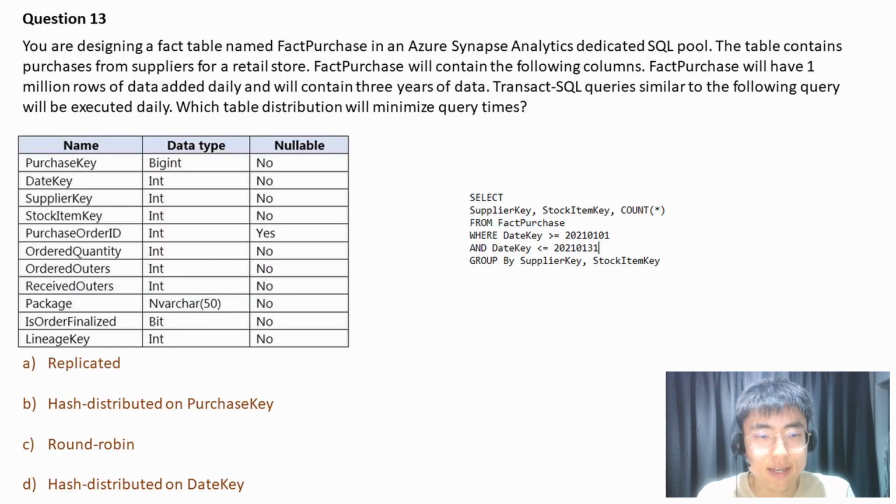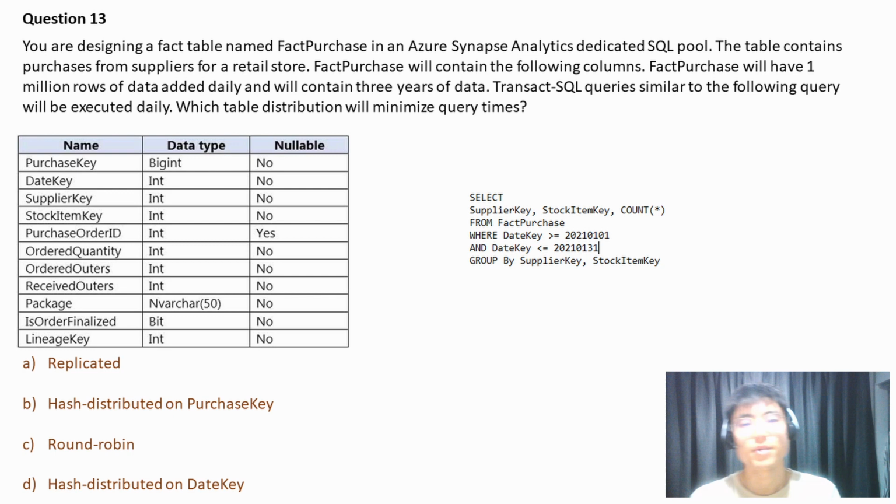Question 13. You are designing a fact table named fact purchase in an Azure Synapse Analytics dedicated SQL pool. The table contains purchases from suppliers for a retail store. Fact purchase will contain the following columns. Fact purchase will have 1 million rows of data added daily and will contain 3 years of data. Transact-SQL queries similar to the following query will be executed daily. Which table distribution will minimize query times?